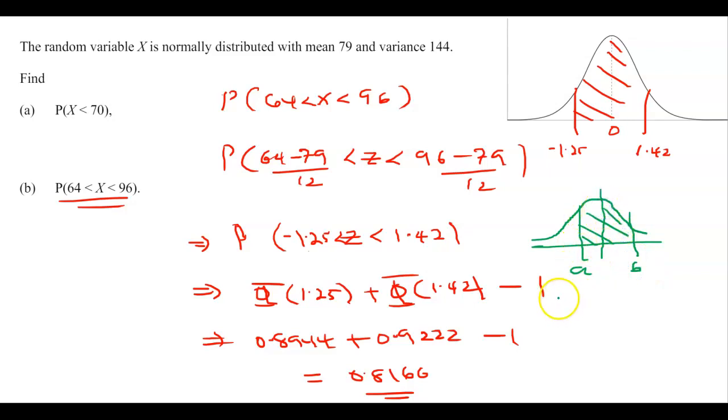All you do, just get the probability of A. Remember, this A is negative, so you get the probability of A, which is the positive one, plus the probability of what? Of B, the positive one, and then subtract what? Then subtract 1. That will give you the area of that graph.